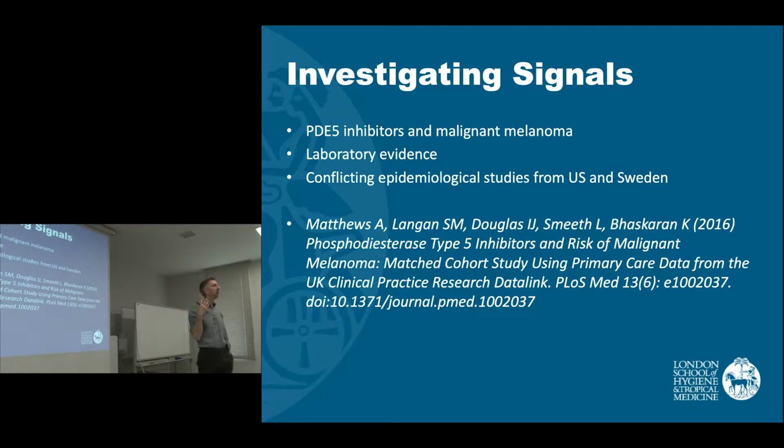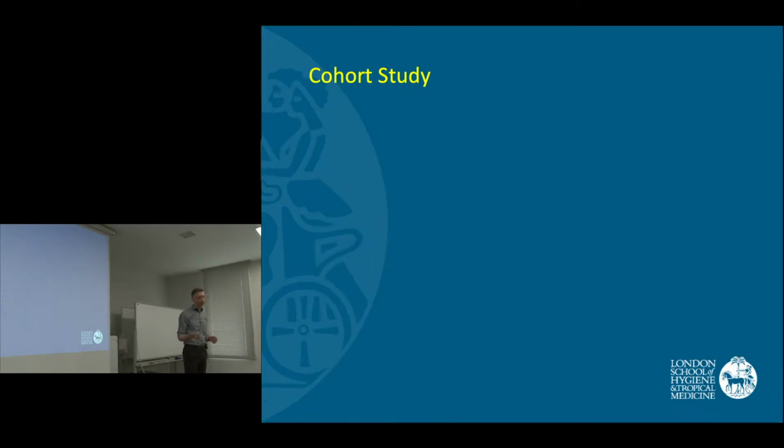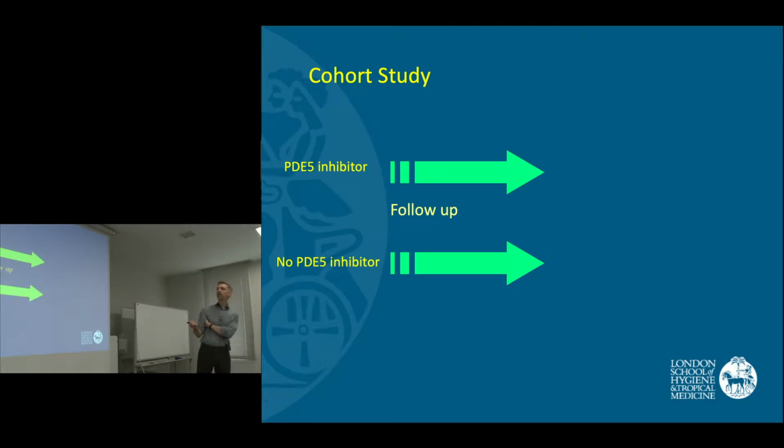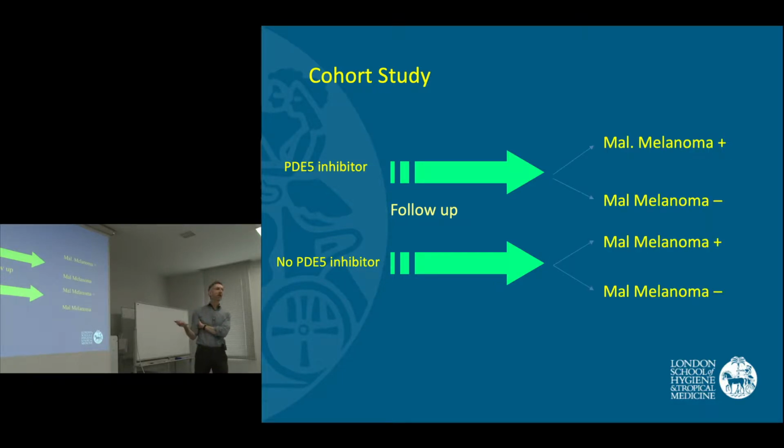That was our reason for doing the study, that we had this kind of uncertainty over the answer to this question. So we did a cohort study which involved comparing people on a PDE5 inhibitor with people not taking a PDE5 inhibitor, and then seeing who gets malignant melanoma in those two groups. Okay, so fairly basic study design.